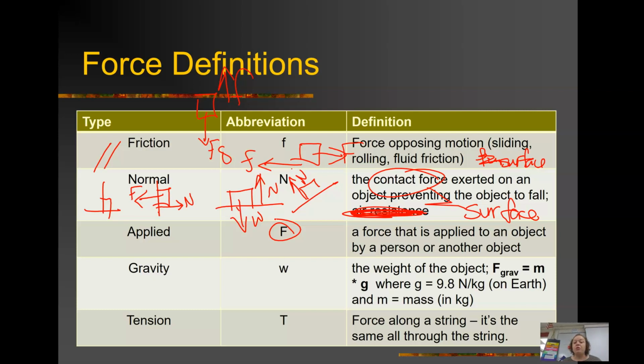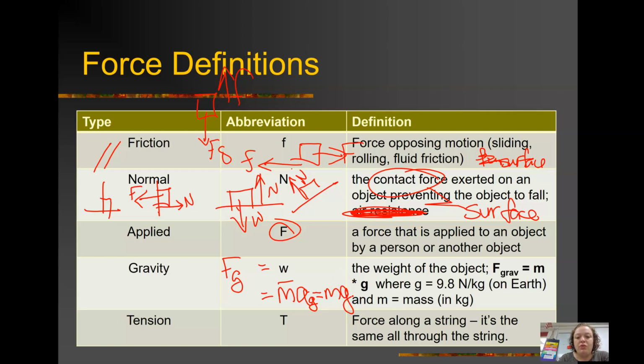and it comes from another person or another object. So if it's touching it, we're good. Weight, lowercase w, is what we also call the force of gravity. All right, so it's the force of gravity equals mass times the acceleration due to gravity. So it's mg.